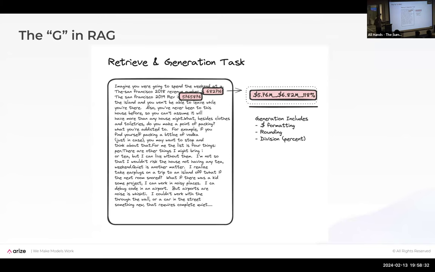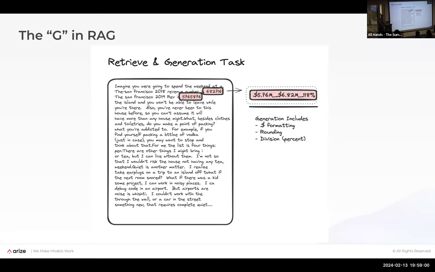You're asking to do something cognitively at the end of finding that fact. So we're adding a little bit more to it. In this example, the generation requires number formatting, rounding, and division. And by the way, the arithmetic makes a big difference. When it's strings, concatenations, even summarizations, it's decently easy, with decently good results.